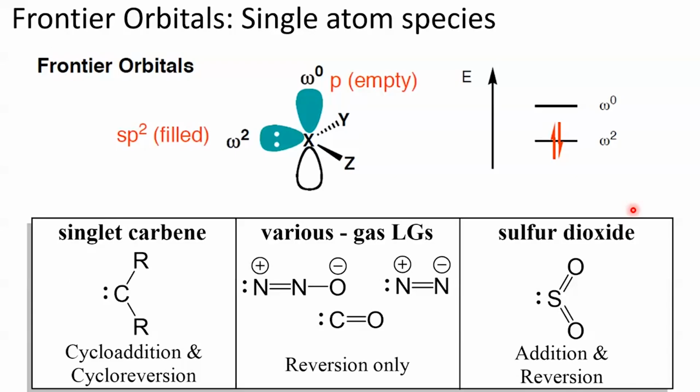So if we consider the frontier orbitals of the single atom species, whereby X is the atom undergoing the reaction, Y and Z are any atoms bonded to that single atom, we can see that we have a filled sp2 orbital as well as an empty p orbital. This sp2 orbital is lower in energy than the empty p orbital, hence why the electrons reside there. And it's both of these two orbitals that are going to govern its reactivity in terms of the localization of electron density in the filled orbitals and the space to accept electron density in the empty orbital.